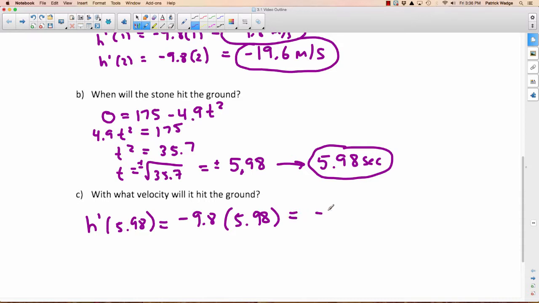That equals negative 58.604 actually, but let's go with that. Negative 58.6 meters per second when it hits the ground.